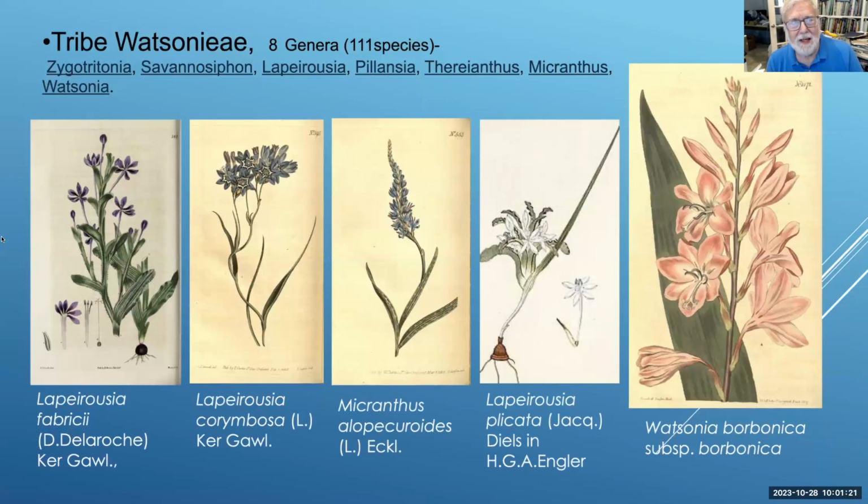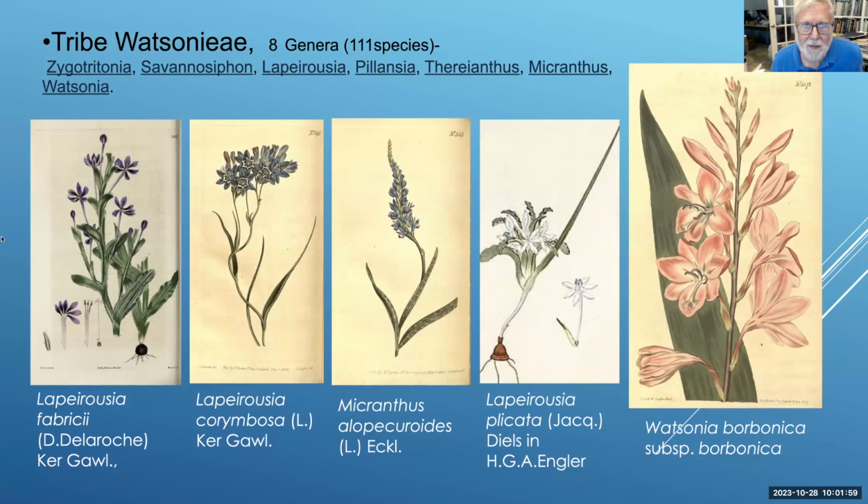Now, the Watsonieae are an interesting tribe. They have a variety of different types of flowers, and you can see they're larger plants generally, although some of them can be quite small. And these are some of the genera in the Watsonieae. I'm going to show you individually quite a few of them. Most of you, if you're familiar with anything in this group, would know Watsonia. And Watsonia bourbonica is the most common one in cultivation. And that's on the right. And I'll have another picture of it in a few minutes.